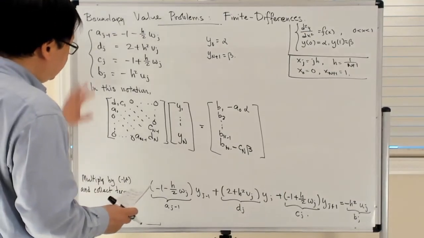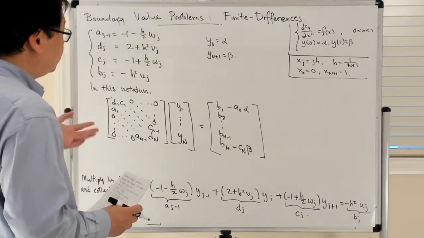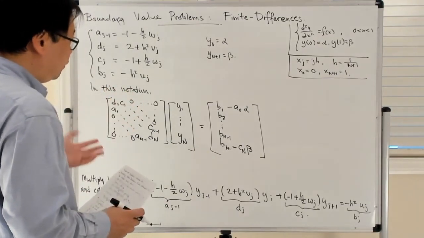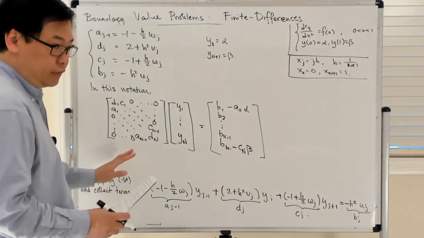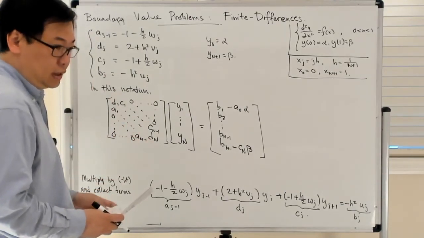So anyway, that's how you set up a boundary value problem, in particular the general linear case, using this method of finite differences, using central finite differences. Let me just stop here for now, and then we'll talk about the properties of the solution in a little bit.